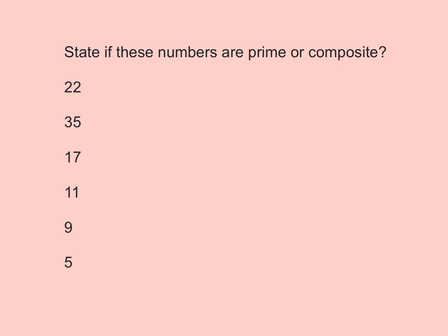Okay, well, 22 is in fact a composite number because 1 can go into it, 2 can go into it, 11 can go into it, and obviously 22 can be divided into 22. What about 35? Well, again, that's also a composite number because 1 can go into it, 5 can go into it, 7 can go into it, and so can 35. Alright, so those are composite numbers.